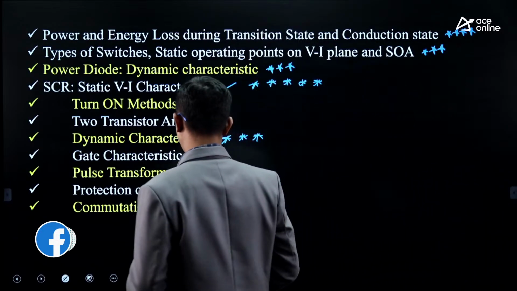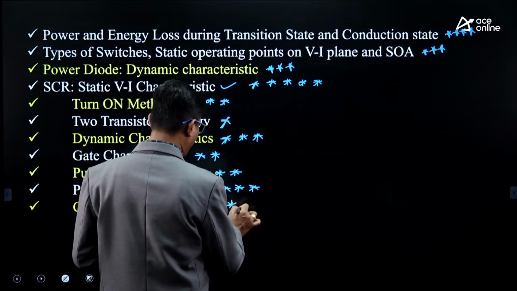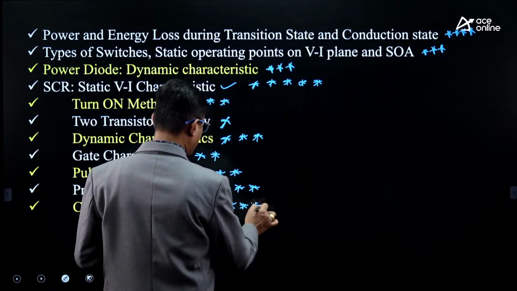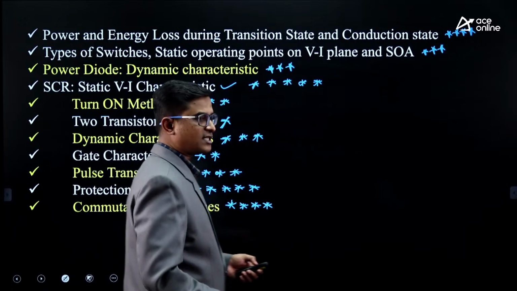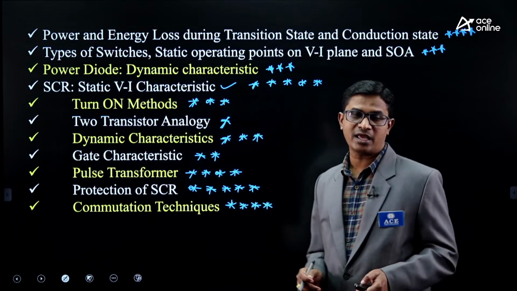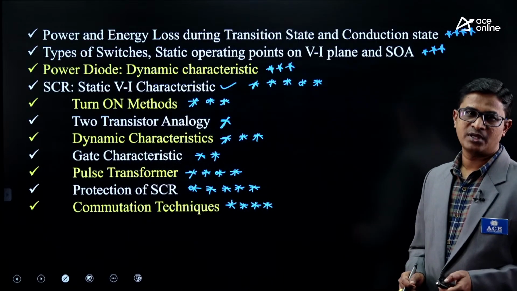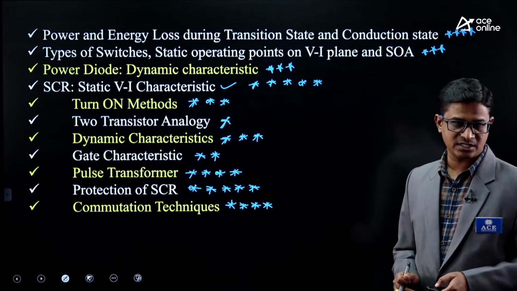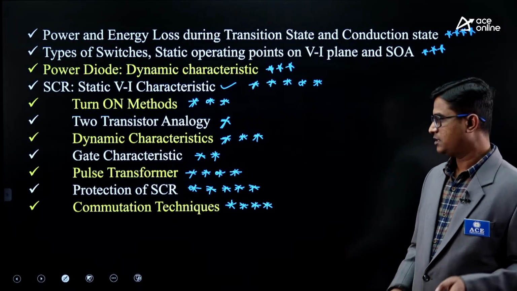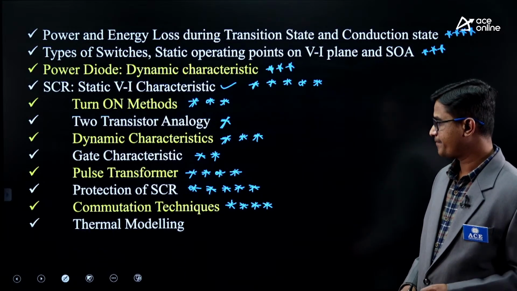I will give this topic a 4 star rating. Comparatively difficult to understand. Some of the commutation circuits are difficult to understand, like voltage commutation, current commutation, meaning class B and class D commutations. So, commutation techniques.